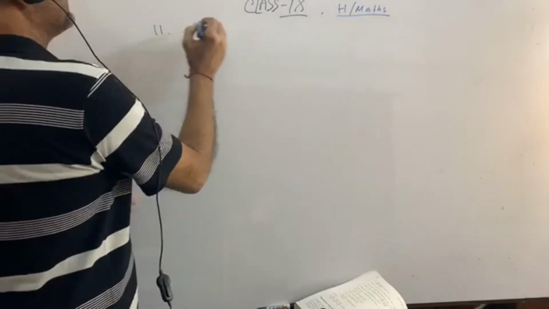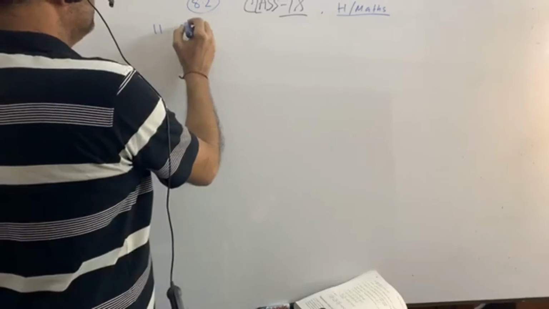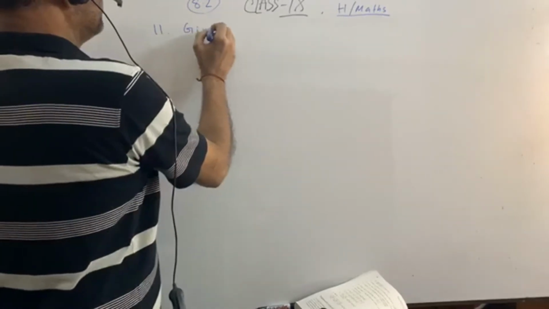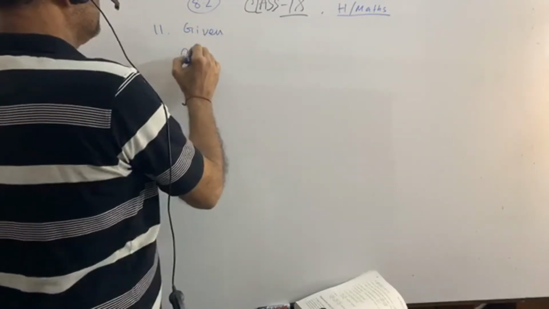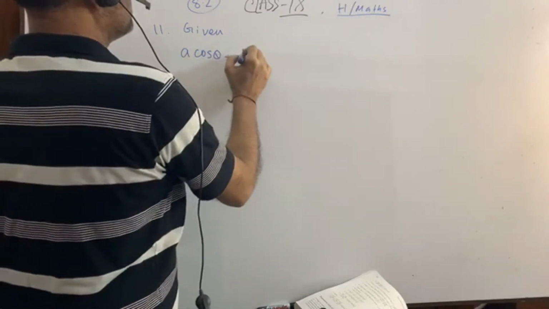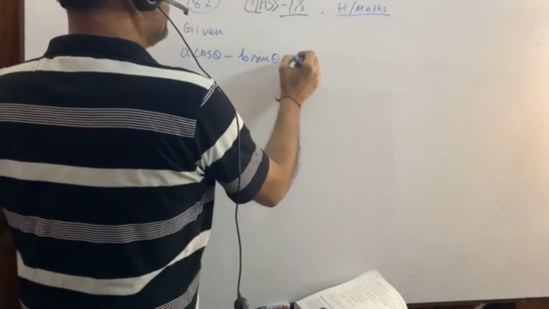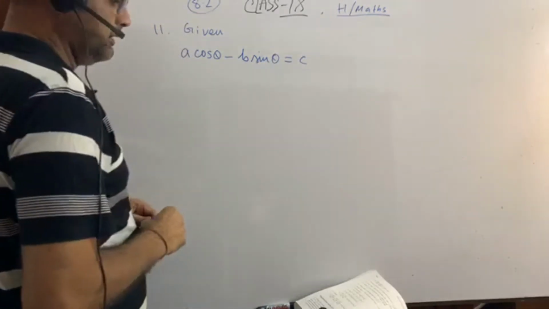Exercise 8.2, question 7. Given: a cos theta minus b sin theta is equal to c. It is given in the question.